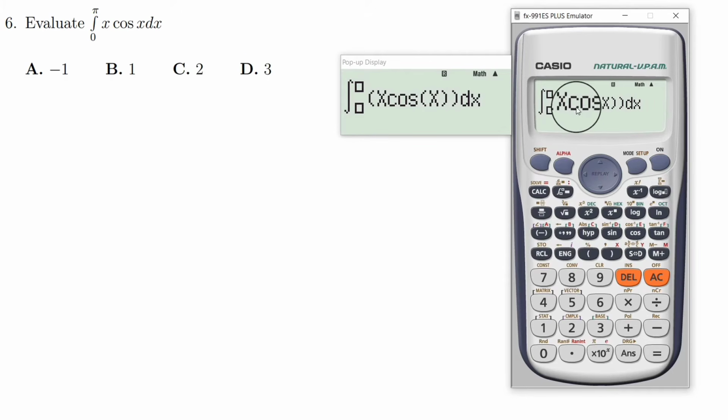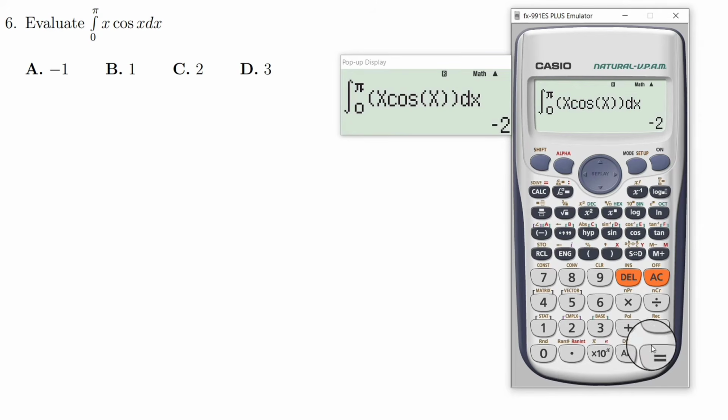So if you open another bracket, that means you also have to close the bracket. So you have to be careful of how you open and close your brackets. That is why it's always advisable that anytime you open a bracket, you must close the bracket immediately. So let's move on. So we put the lower limit 0, then we put the upper limit to be pi.